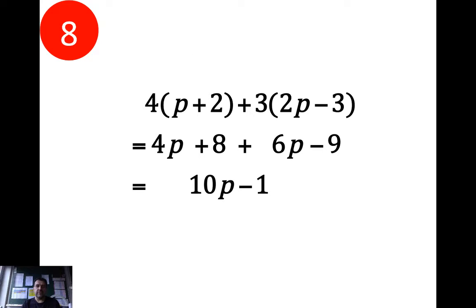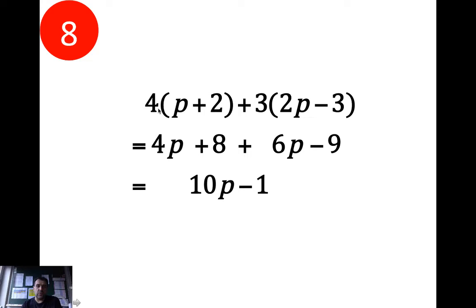Number 8. Now we've got 2 things multiplied by brackets in separate expressions here, and a plus sign between them. Now, because multiplication takes precedence over addition, we need to do the multiplying first before we add things up. So we're going to multiply out the brackets first.